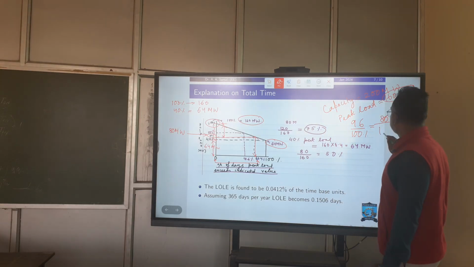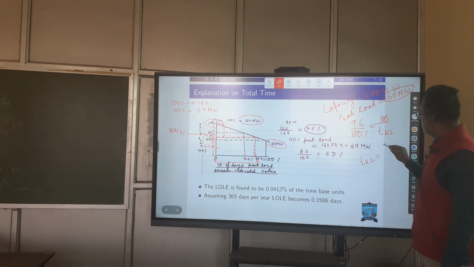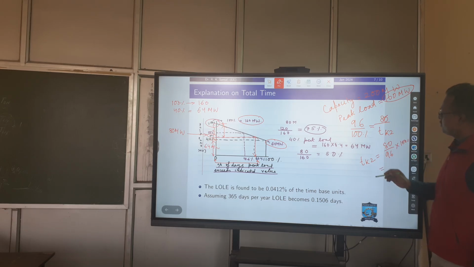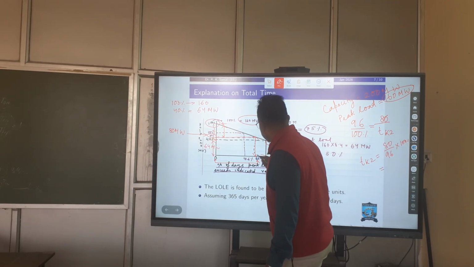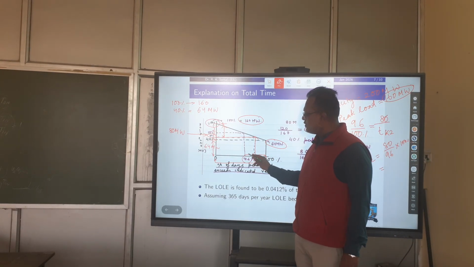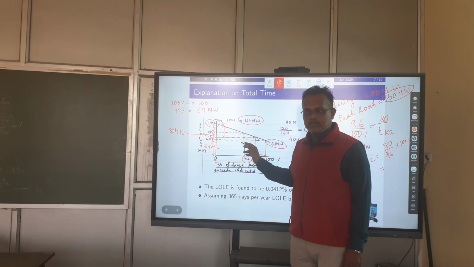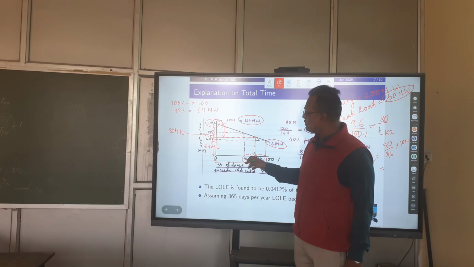This t, suppose we will say that TK2. So what is TK2? Calculate. 80 by 96 into 100%. How much? 83.33, 83.4%. Similarly, you can get this value also using the similarity of triangles.